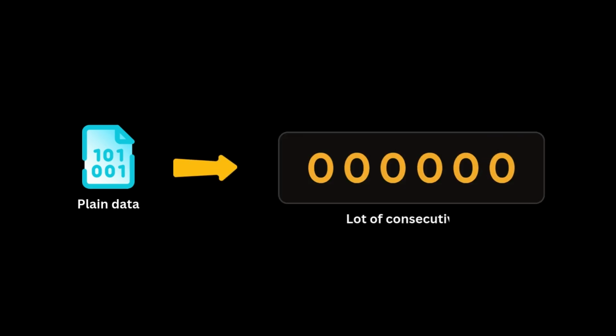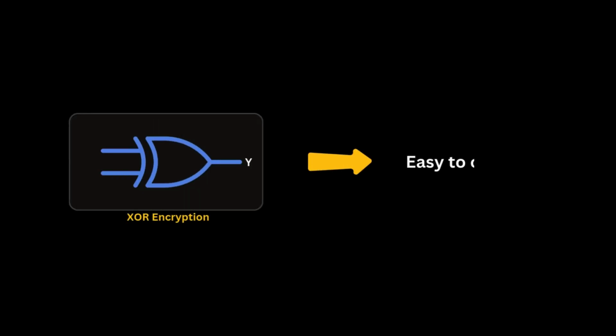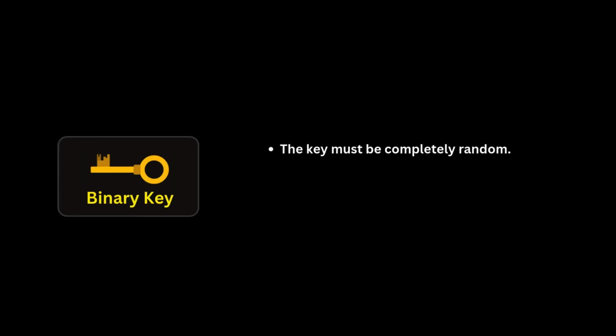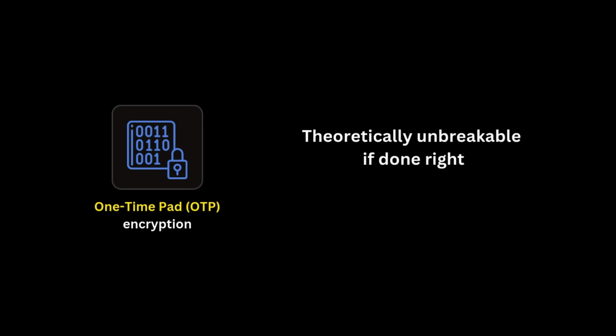But think about what happens if your plain binary data has a lot of consecutive zeros. In that case, parts of your encryption key will be visible in the encrypted data after the XOR operation, which makes it vulnerable. That's why XOR encryption can be easy to crack, unless you follow a few important rules. 1. The key must be completely random. 2. The key must be the same length as your data. And 3. The key can be used only once. This is called one-time pad, OTP, encryption, and is theoretically unbreakable if done right.